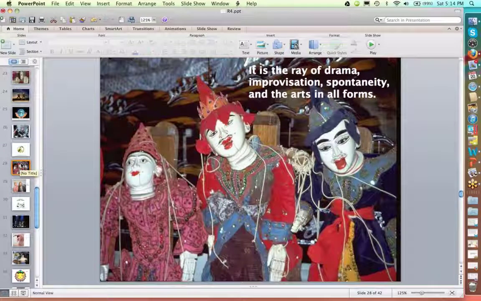Now, it's the ray of drama. It's the ray of improvisation, of spontaneity, and it's really the umbrella, the overarching category of all the arts. So it would include within it art, as in paintings on the wall, drawings, paintings. It would include acting, drama. It would include cinema, movie acting. It would include any kind of pageantry.